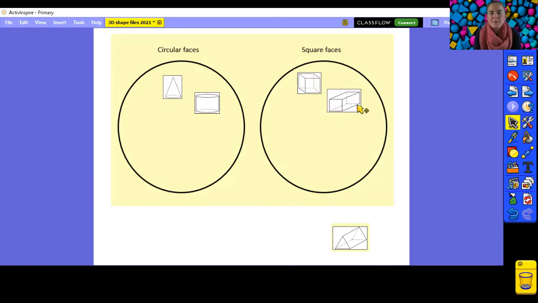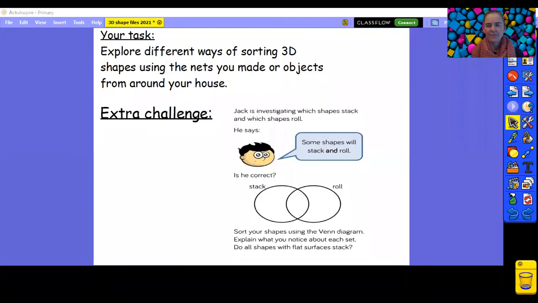So remember what we said before, some cuboids might have all the faces as rectangles, but some cuboids have square faces, 2 square faces at either end. Last but not least, our triangular prism. Does it have circular faces? No. Does it have square faces? No. So that one needs to stay on the outside of our sorting circles because it doesn't fit in either of those sorting circles. Okay, let's do another one.